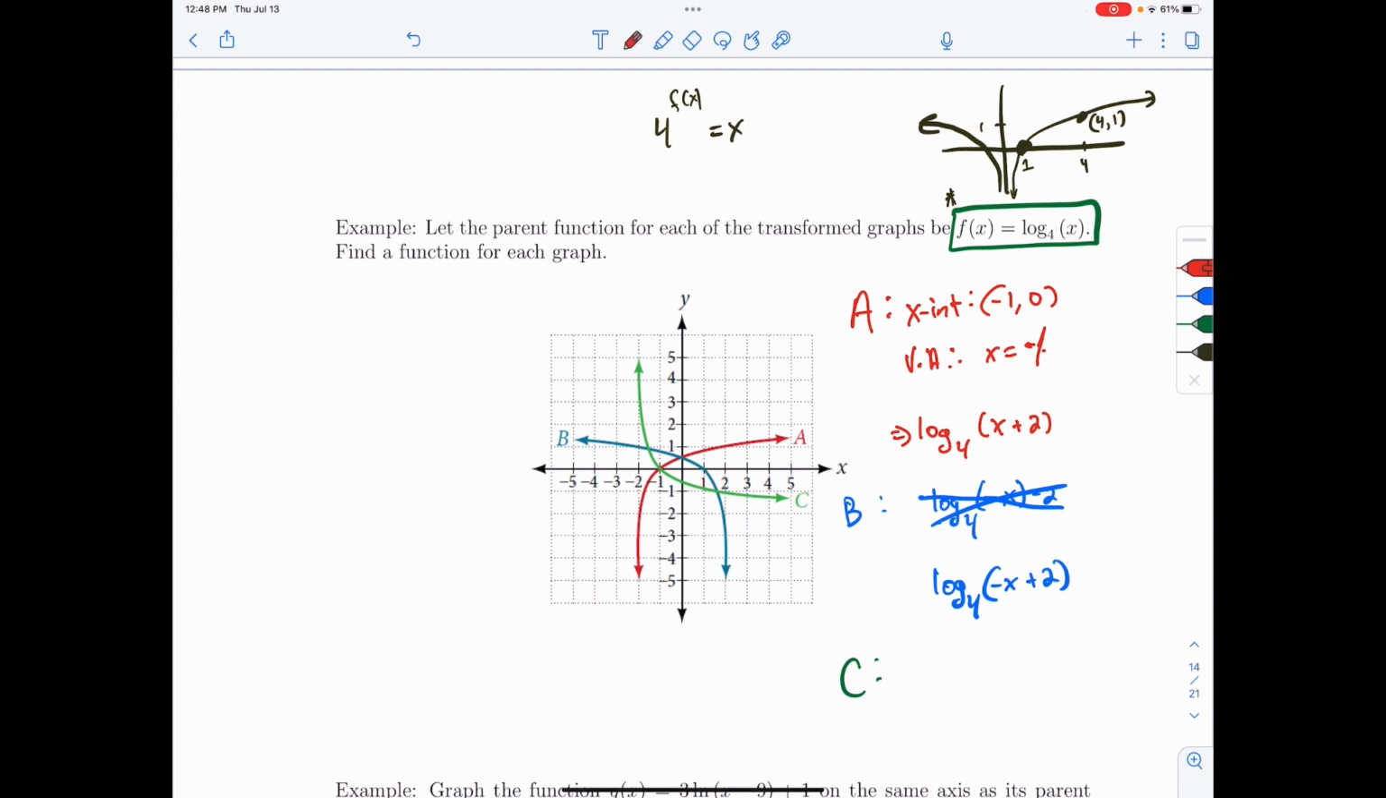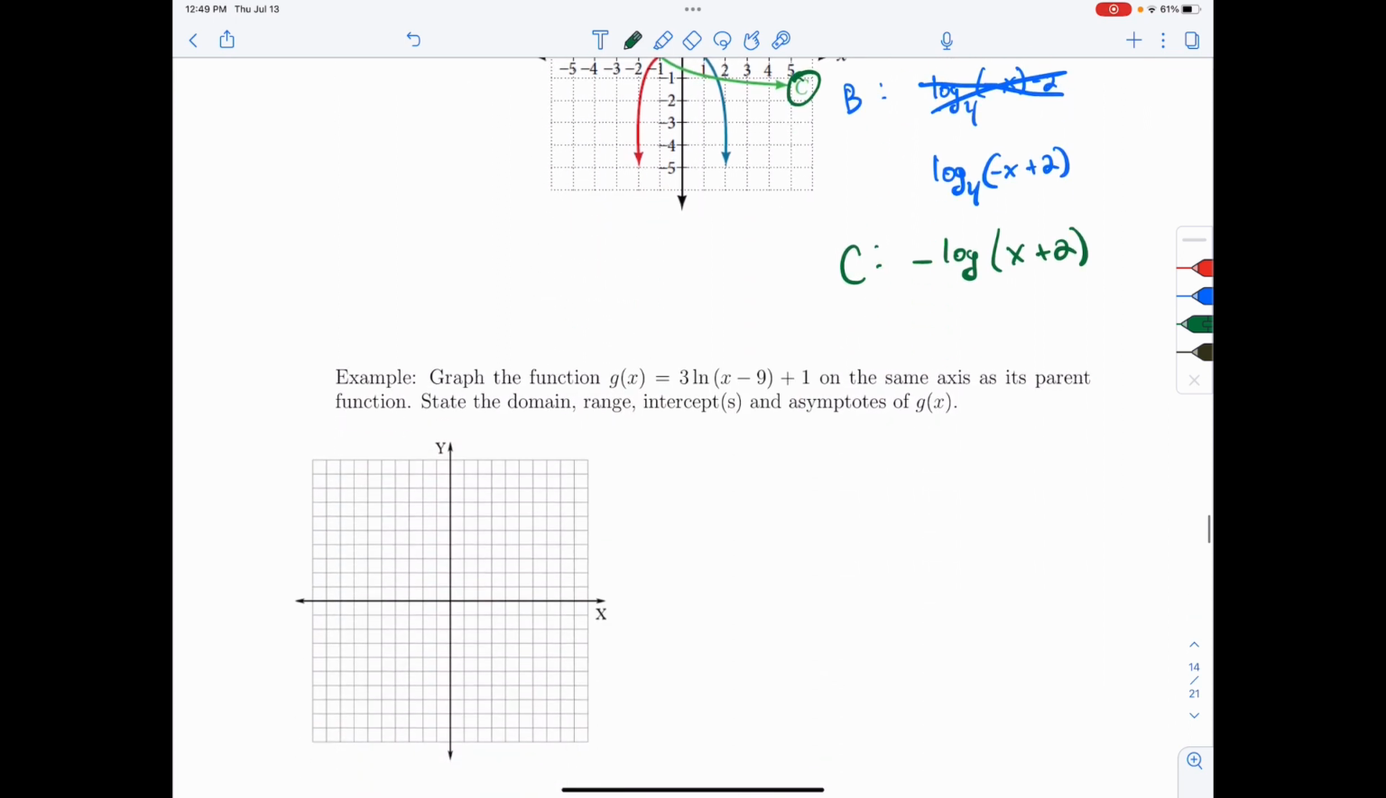And then lastly, for C, this looks a lot like the parent function, just with a reflection vertically. No, I'm sorry, I was looking at the wrong graph. We're looking at C here. So this looks like we're just shifted left 2 units and have a vertical reflection. So we're going to say negative log of (x plus 2) here. So we're shifting left, and then we're having that vertical reflection, which is what that negative sign is in front.